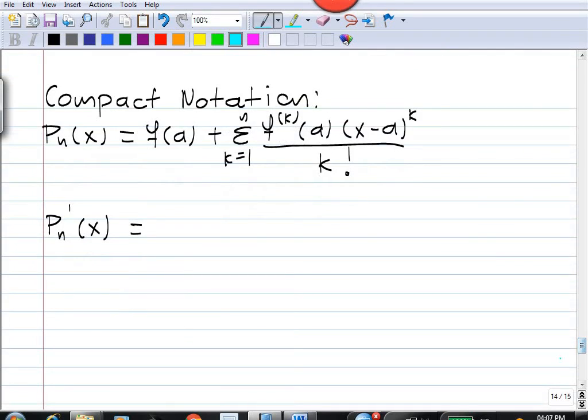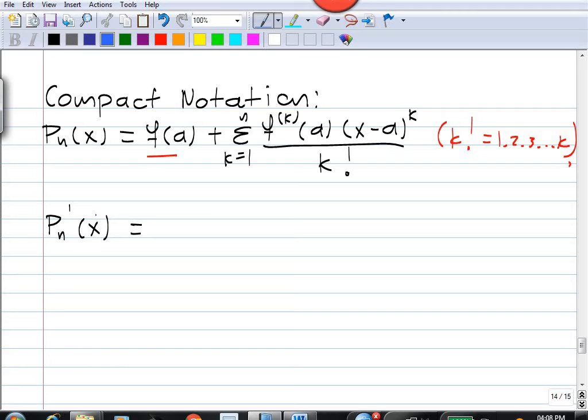Now let's look at a few things. Firstly, a compact notation. So we can write the Taylor polynomial in this form. So f of a, and then we add all the derivatives from first order up to nth order. Remember, k factorial is just 1 times 2 times 3 up to k. Now, why do we define the Taylor polynomial in this way?